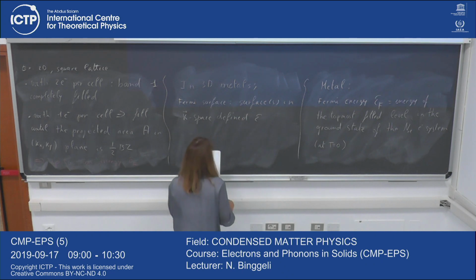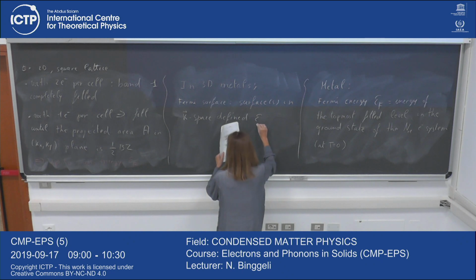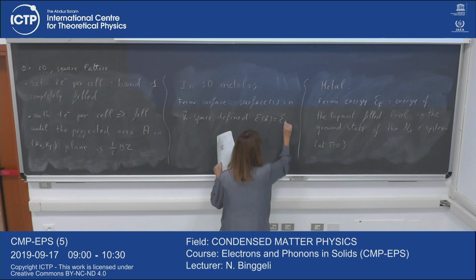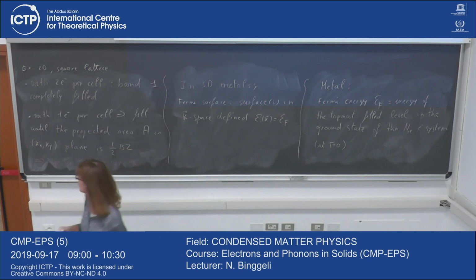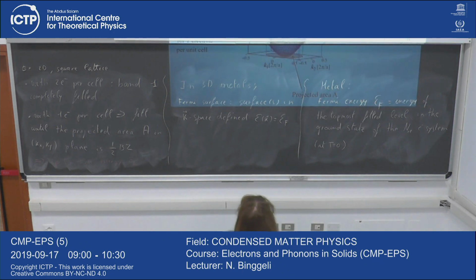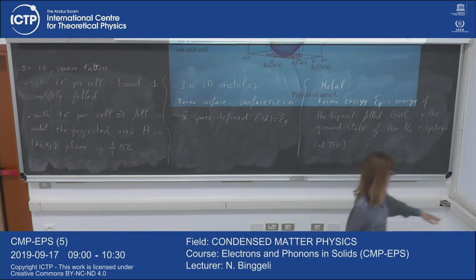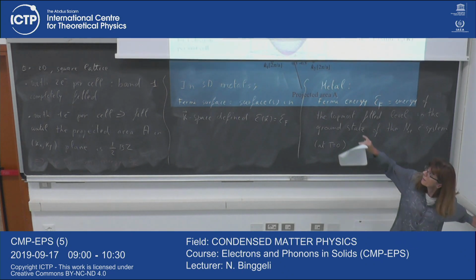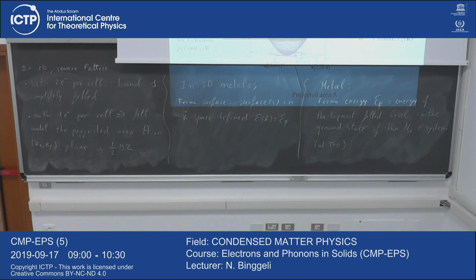So the Fermi surface is the set of K such that epsilon of K is equal to the Fermi energy. I can show it again in case. In 2 dimensions, in the specific case I had here, the Fermi surface is a circle. So in 2 dimensions it is a contour, or it can be pieces of contours.